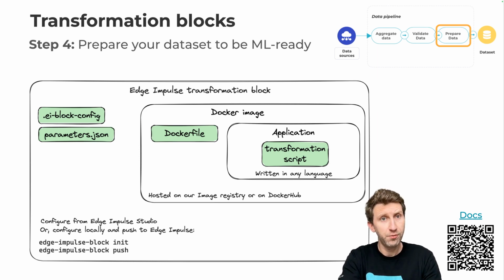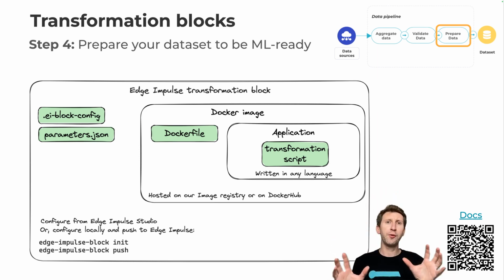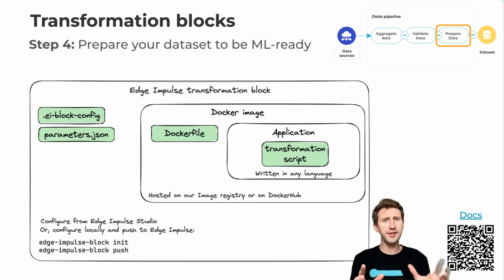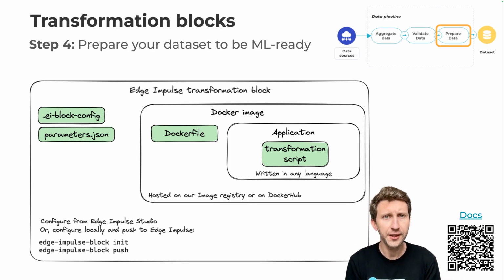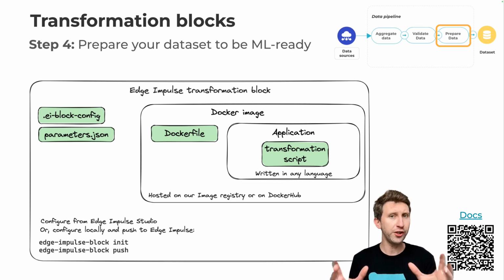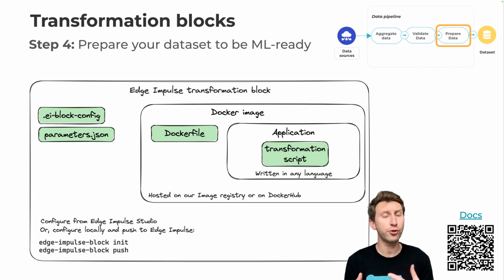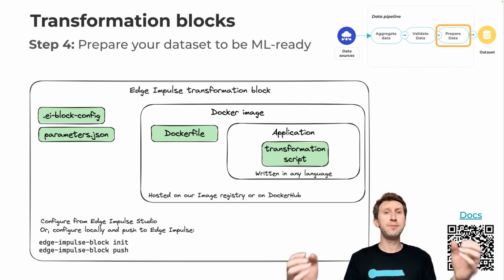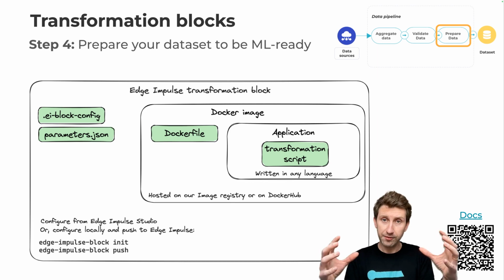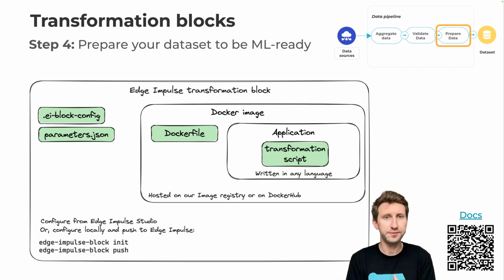What is a transformation block? We use transformation blocks for several use cases. I'm going to cover that in a minute. Basically, a transformation block is a Docker container, a Docker image either hosted on our infrastructure or on Docker Hub, for example, which contains an application, so your script or your file, that can be written in any language. This is packaged in a Docker image, so the container itself.